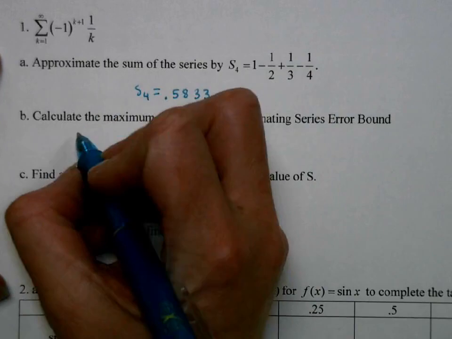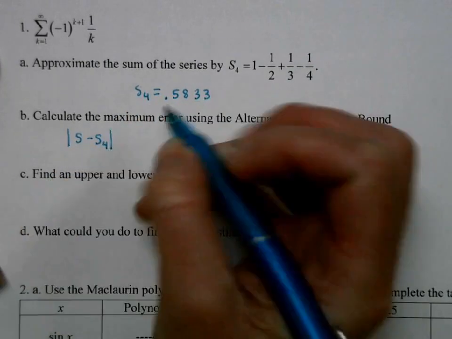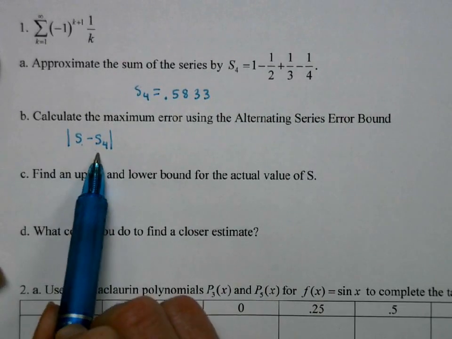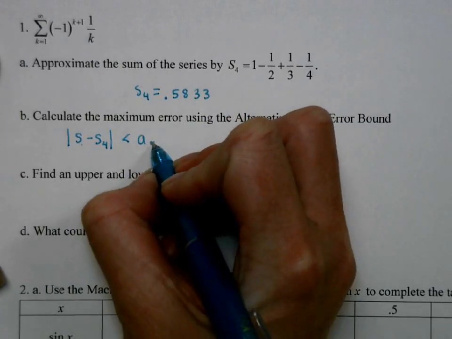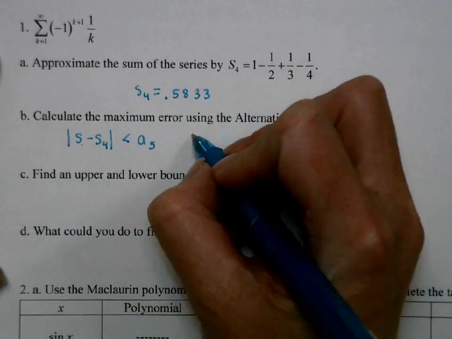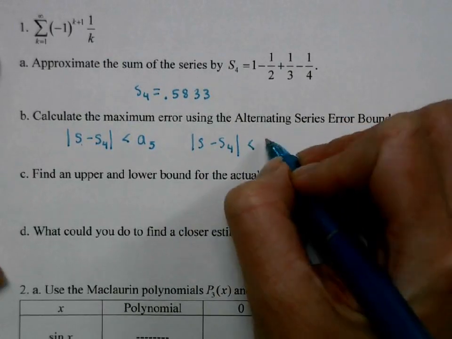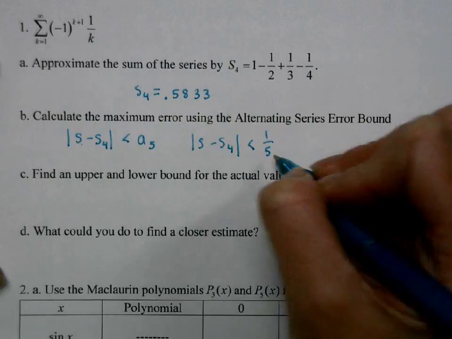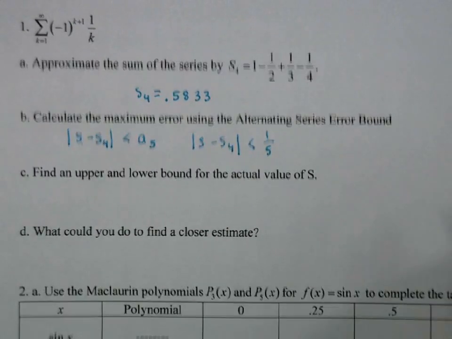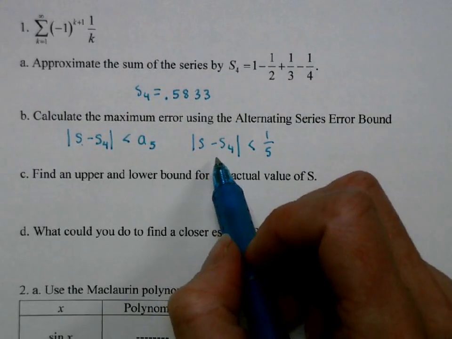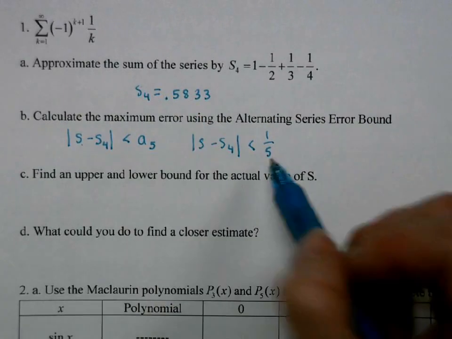The maximum error, we can write this in different ways. I'm going to say S minus S4. The difference between the infinite sum and the partial sum we just found must be less than the next unused term. That's going to be A5 in this case, which would be 1/5. Regardless of if it's positive or negative, we don't really worry about that. So we know that the maximum that this value is off by is 1/5.